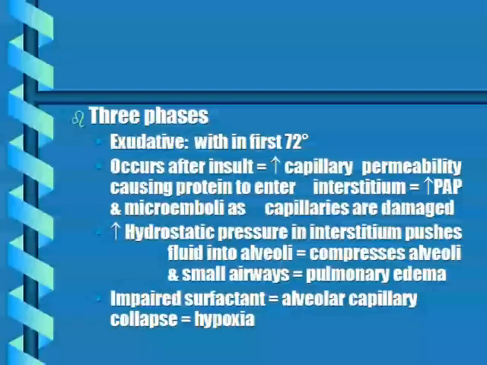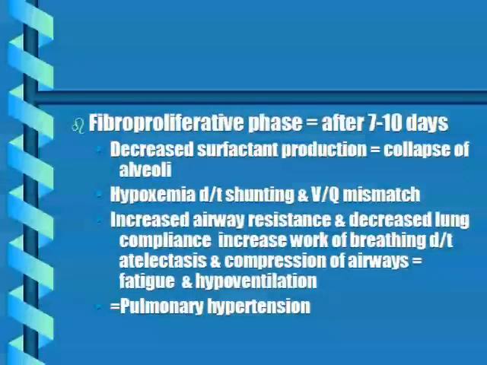You'll also have impaired surfactants, so you'll have alveolar capillary collapse in a patient who develops hypoxia. The symptoms are in a table on page 611. The second phase is your fibroproliferative phase. This occurs after 7 to 10 days. You'll have decreased surfactant production, so you'll have collapse of the alveoli. You'll have hypoxemia due to shunting and the VQ mismatch.